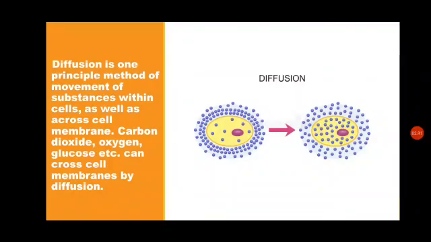You can see the movement of substances within a cell. It is by diffusion, as well as across the cell membrane. Carbon dioxide, oxygen, glucose and many other small molecules, not the large ones like proteins and fats, diffuse. Those are not diffused through the cell membrane. They have to travel by some other medium. So you can say the gases, glucose and very small molecules can cross the cell membrane by diffusion. They can go inside, they can come outside. This is all due to the method of diffusion.